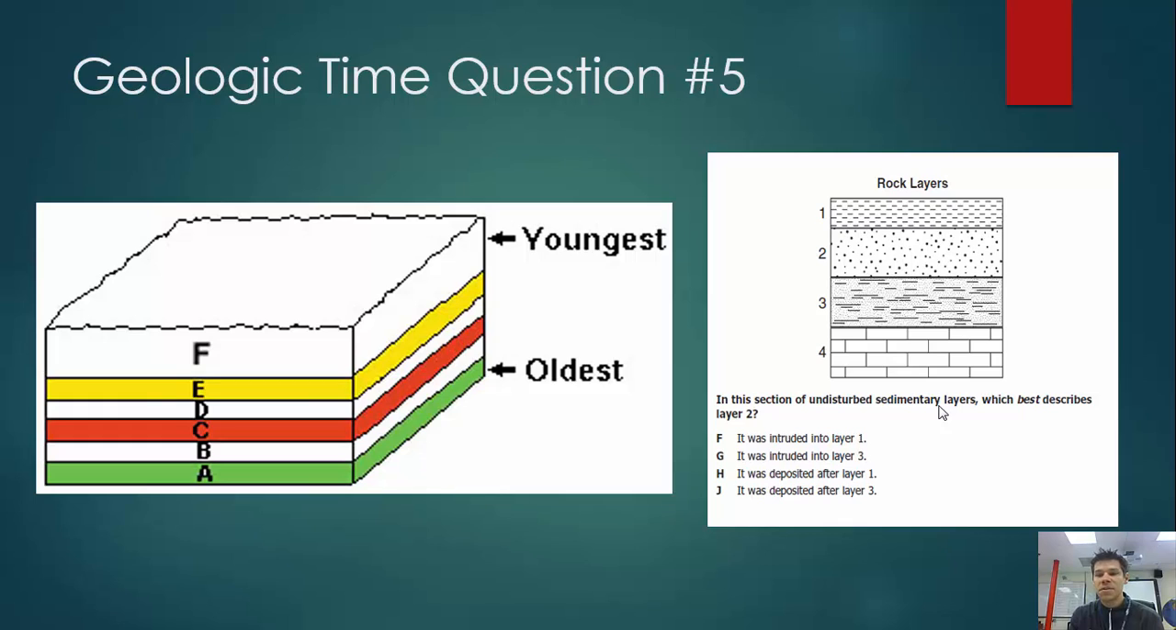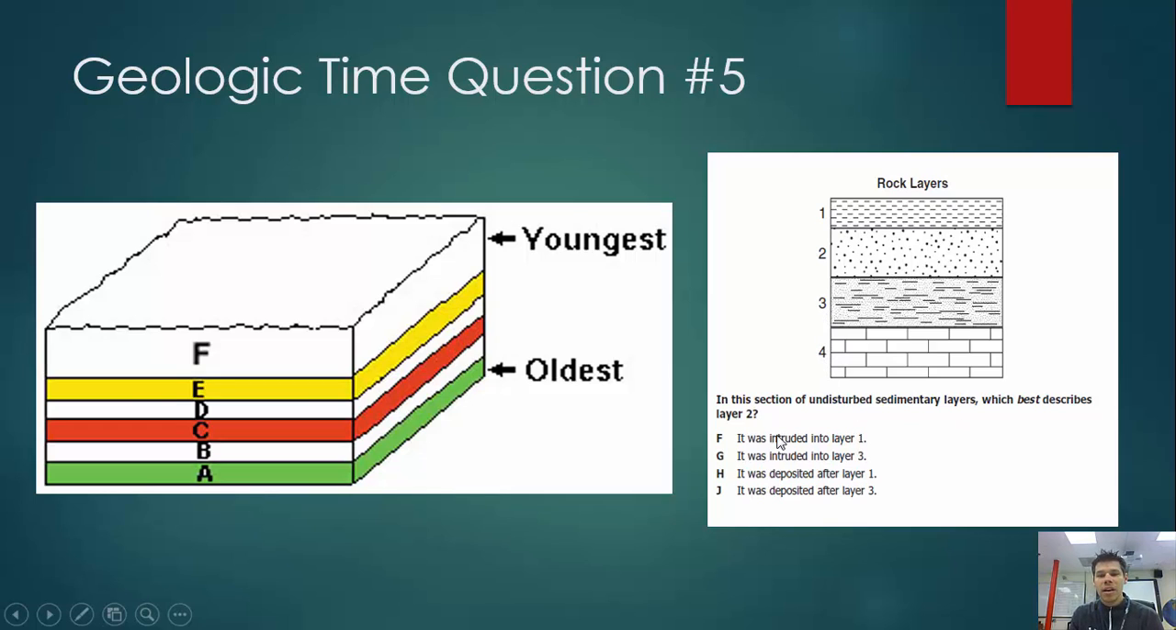So in these undisturbed sedimentary layers, which best describes layer number 2? So what do we know about layer number 2? We know layer number 2 is older than number 1 because it's underneath it. So number 2 had to have already been here before rock layer number 1 was formed. We also know layer number 2 is going to be younger than layer 3 and layer 4.